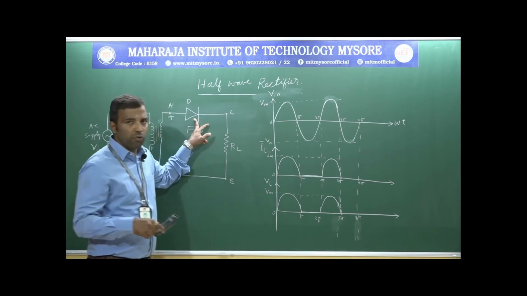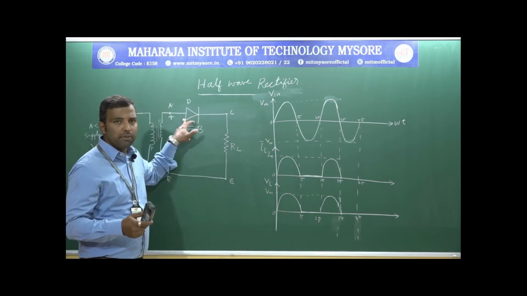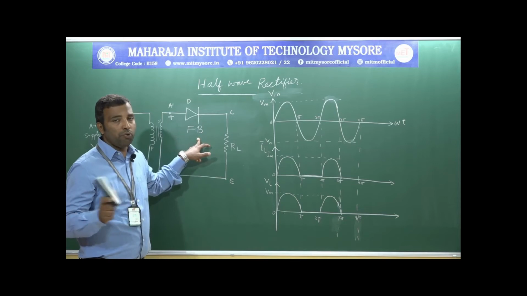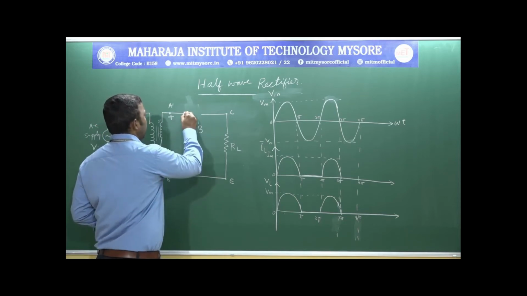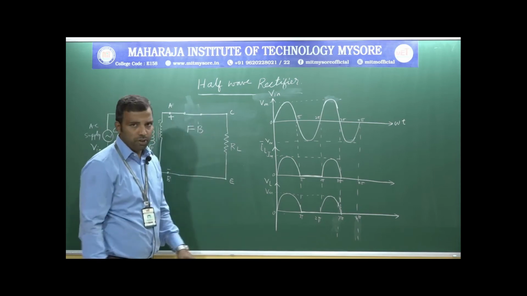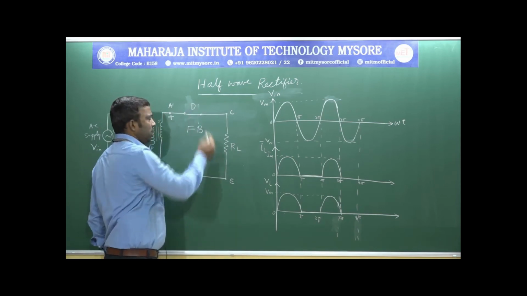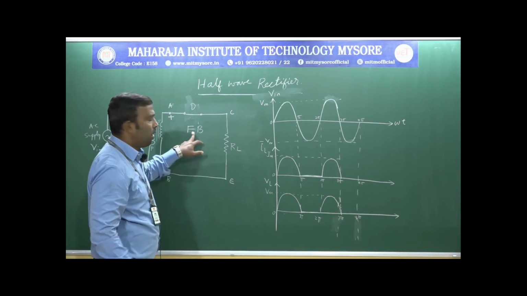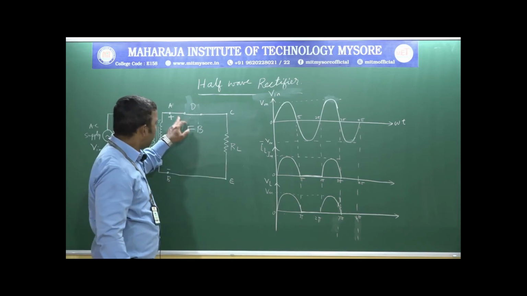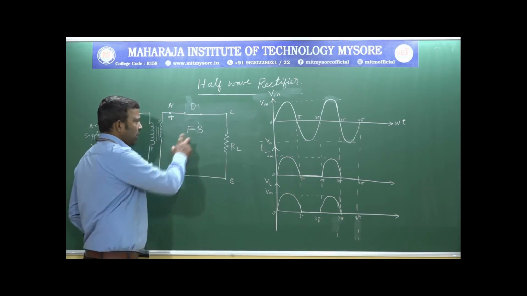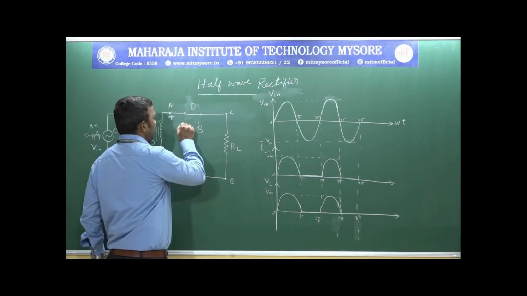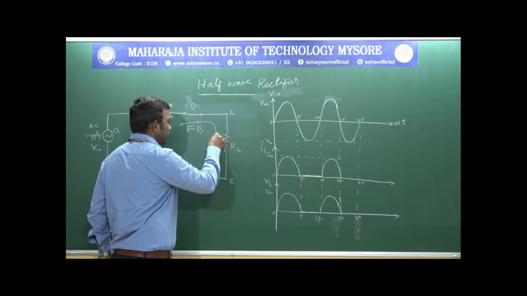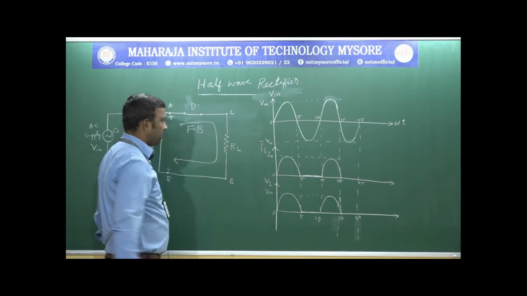Now the diode acts as a switch. When it is forward biased, the diode acts as a closed switch. I will replace this diode by a closed switch, the diode D, which acts as a closed switch because of the forward bias condition. Therefore, this voltage will create a current which flows in this direction.